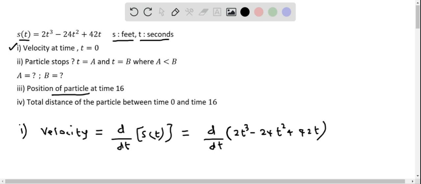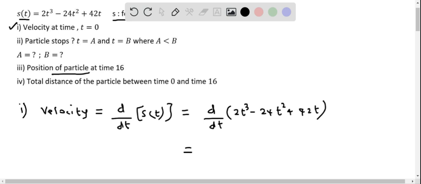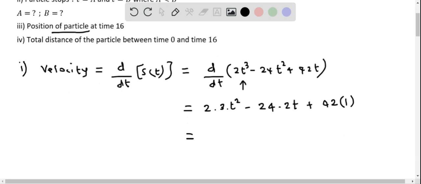Now I have to differentiate this with respect to t, by differentiating each term one by one. When I differentiate 2t cubed using the power rule, 2 is a constant and I differentiate only t cubed, which will be 3t squared. Similarly, I move on to the next term, which is minus 24t squared. I differentiate t squared using the power rule, and this will be 2t. And finally, I have 42 times the differentiation of t with respect to t, which is basically 1. So let's get this simplified. This is equal to 6t squared minus 48t plus 42.